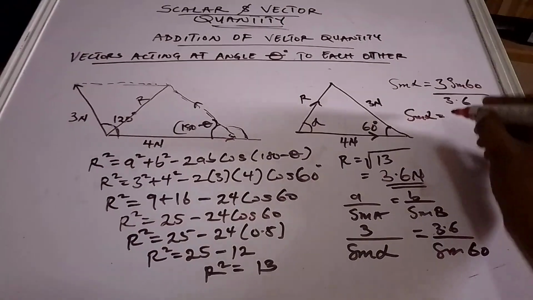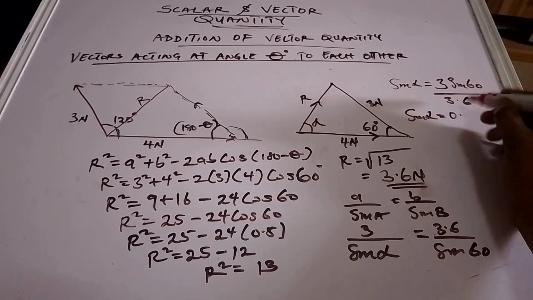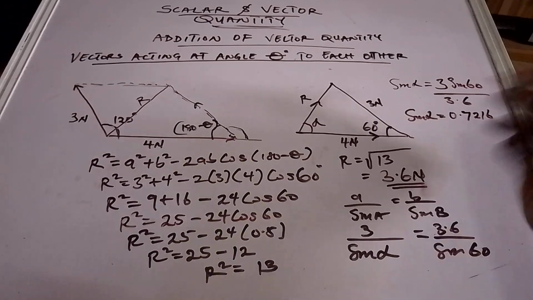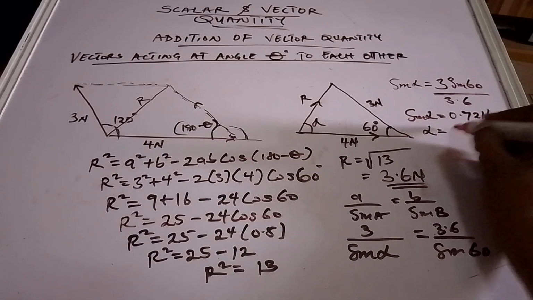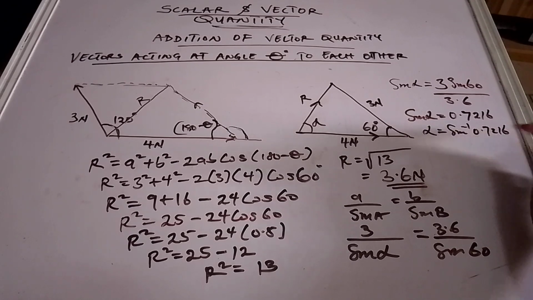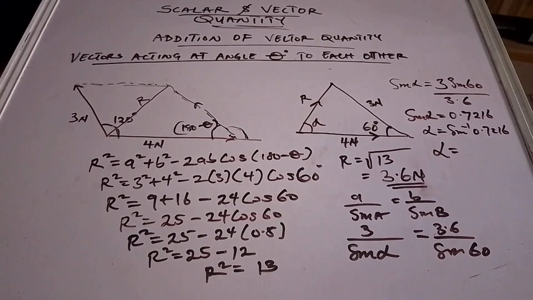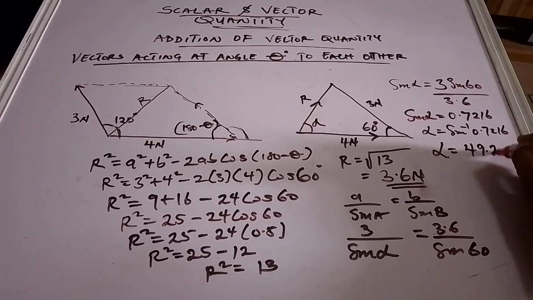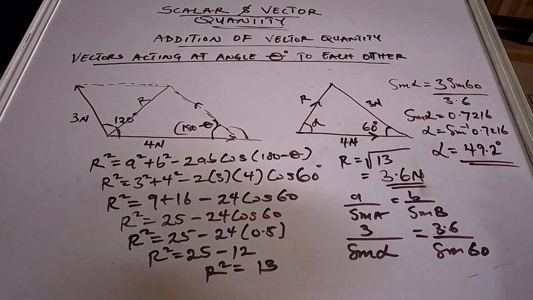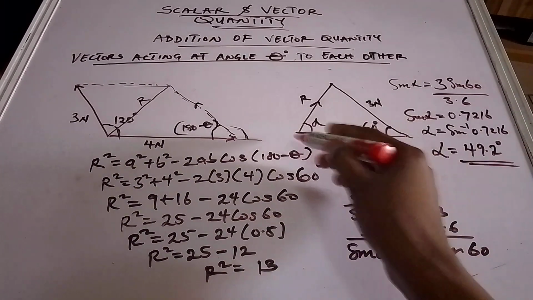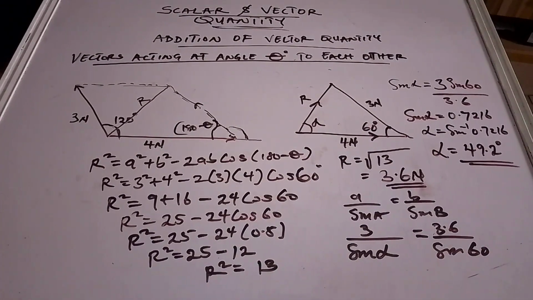So it's going to give us 0. Everything like that. If I divide it by 3.6, it gives 0.7216. So let's find our alpha now. Our alpha is going to be sine inverse of 0.7216. So what's going to be our alpha if I press the sine inverse? Our alpha is going to be 49.2 degrees. So the resultant is 3.6 Newton, while the direction is 49.2 degrees towards the horizontal.